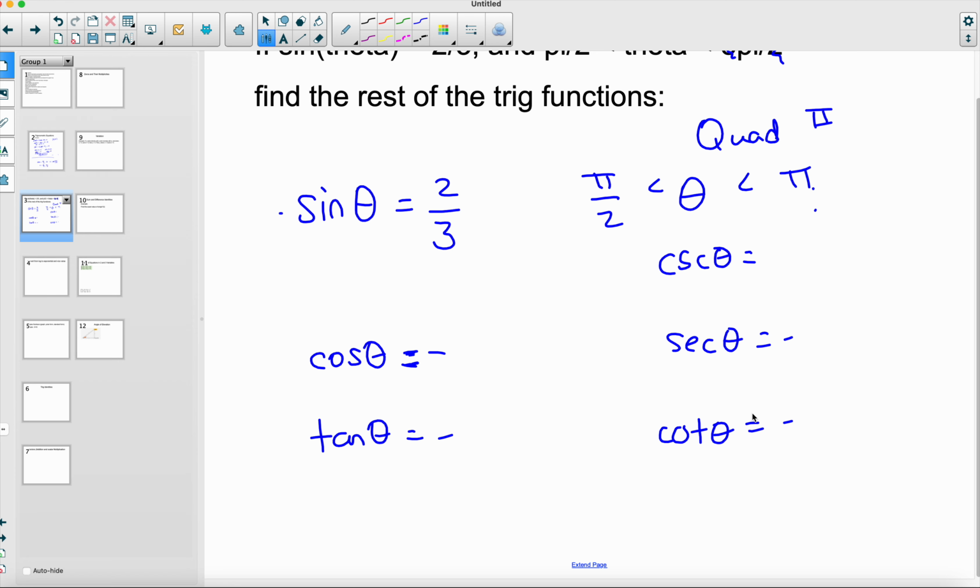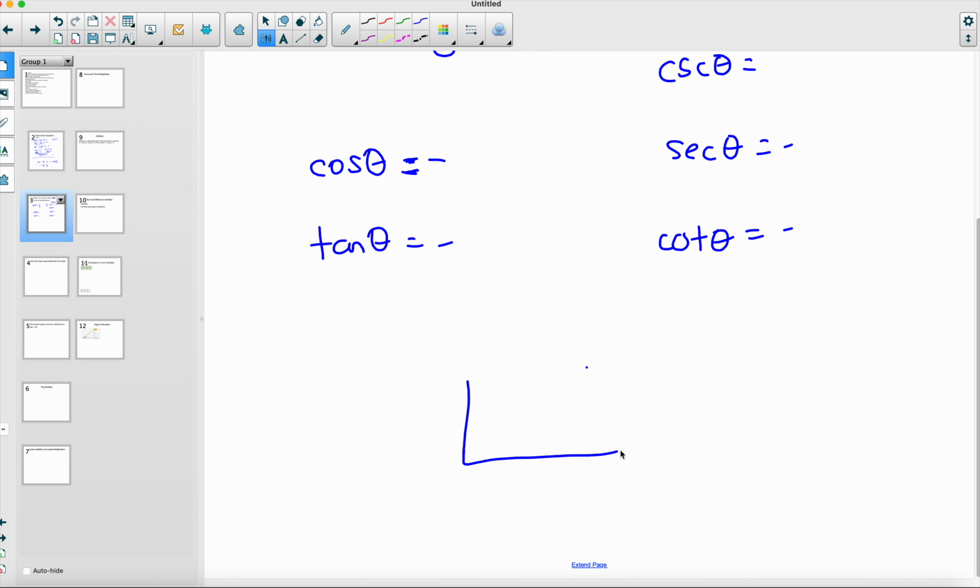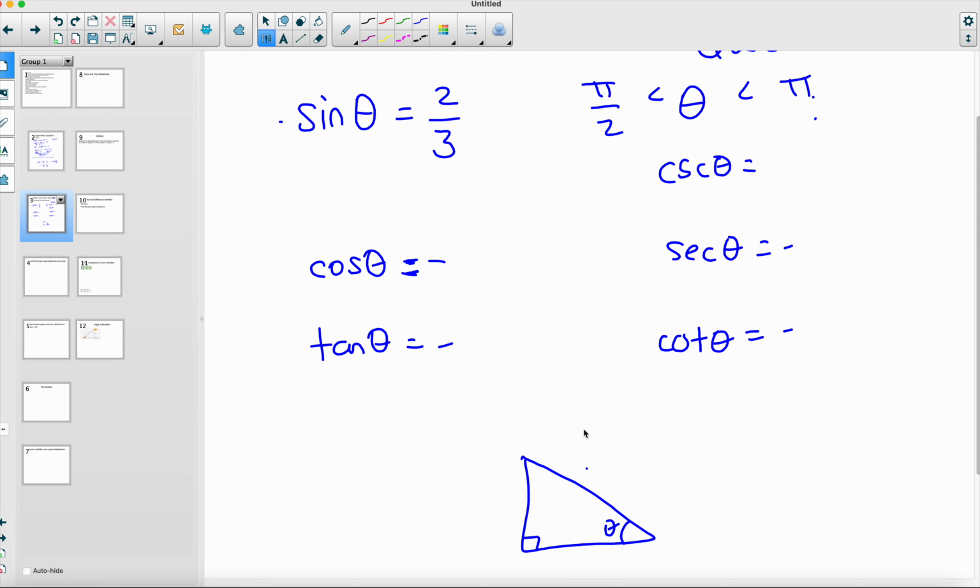And sometimes I like to do that first so I don't forget after. Where does the rest come from? You can draw your right triangle in the correct quadrant. I don't necessarily always do that because I already considered the signs. It's just a preference. For me, I just need the triangle.